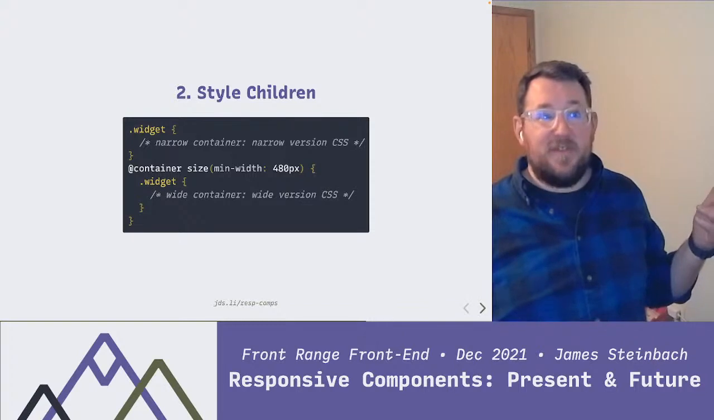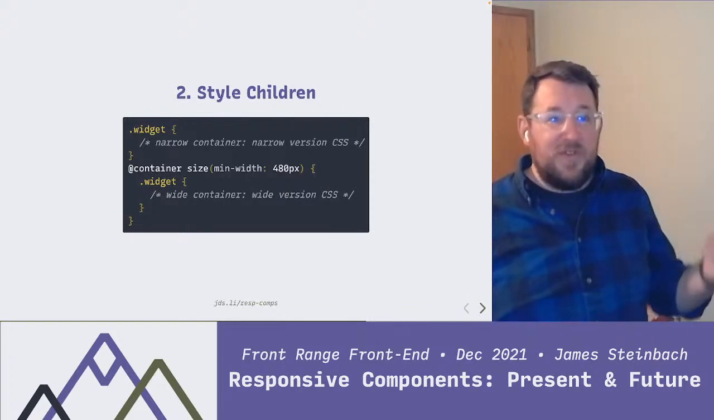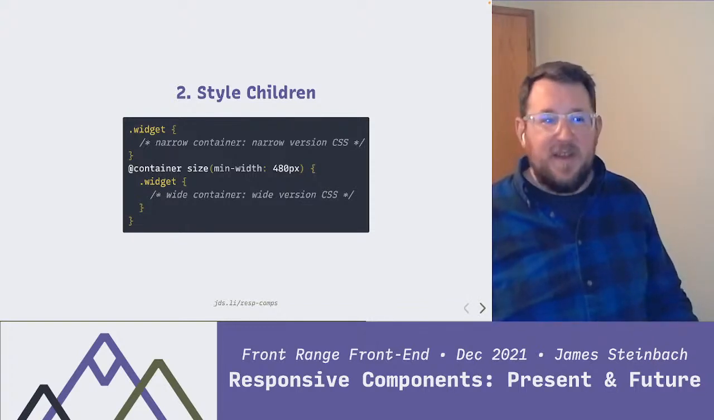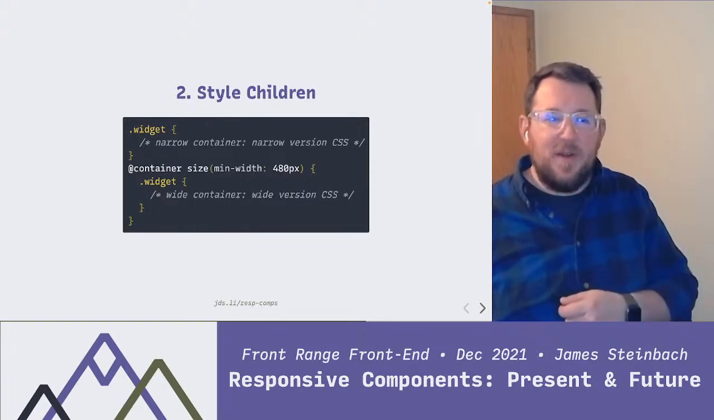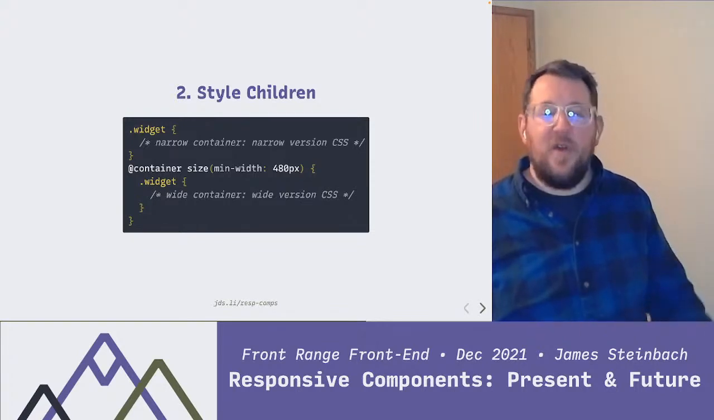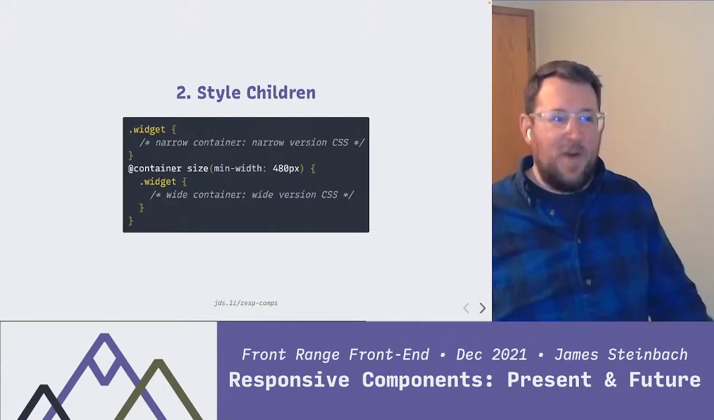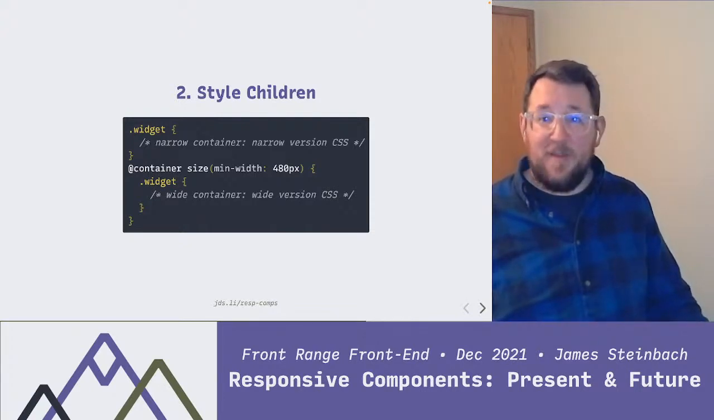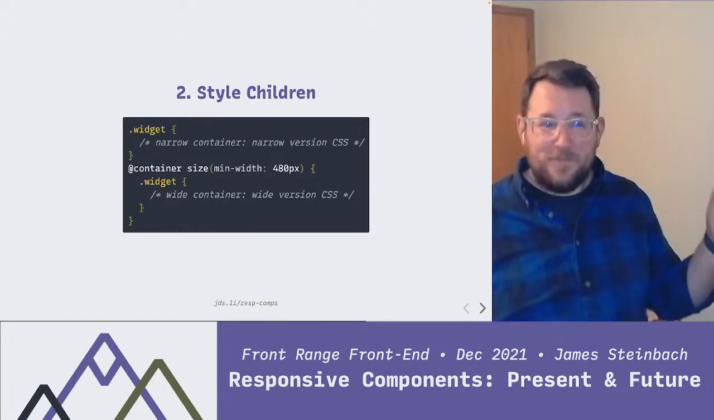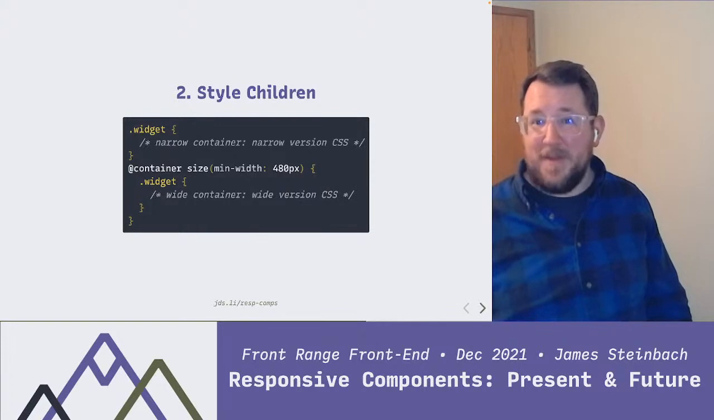Step 2, style your children. We've got our widget again. We're going to start with its narrow CSS. Then, if that widget is in a container whose size is at least 480 pixels, boom, we give it wide CSS. And now all the widget cares about is the element that has been declared to be an inline container, and it's going to get the wide CSS appropriately.